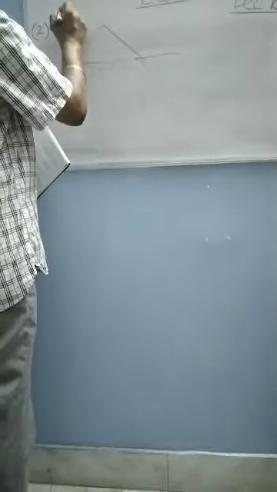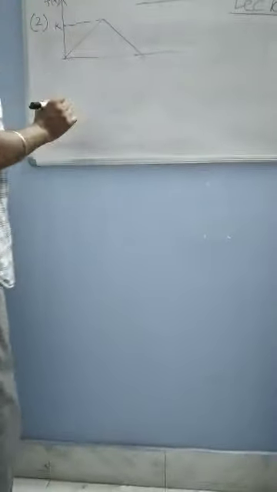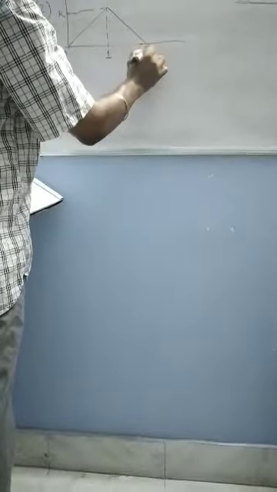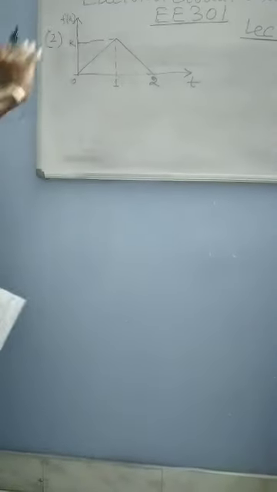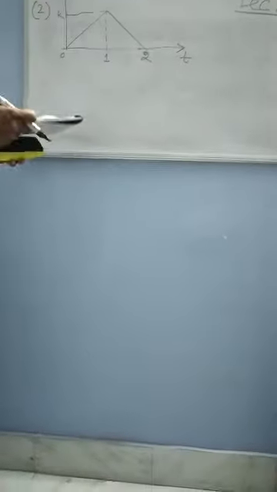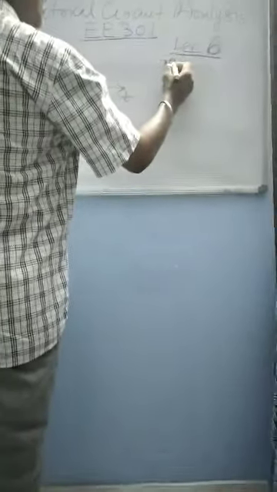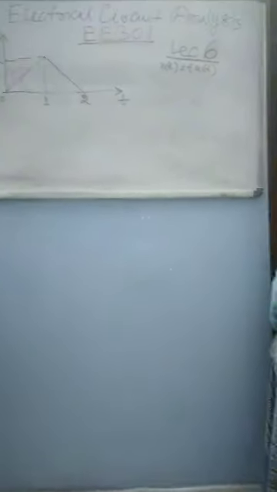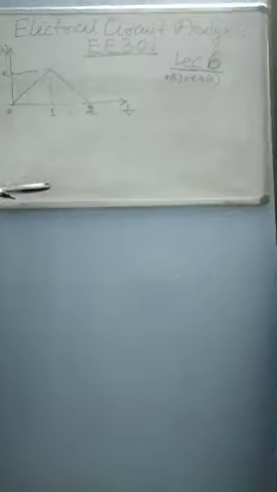So this is a function f of t, maybe a voltage function or a current function. The amplitude is, let it be k, and this one is 0, the midpoint is 1, and here it is 2, and this is the time scale. So you have to write this signal in terms of unit step function and ramp function also. Remember, r t is equal to t u t. This thing you must be knowing. So first of all, you try to write in the step function, then convert it into ramp function.